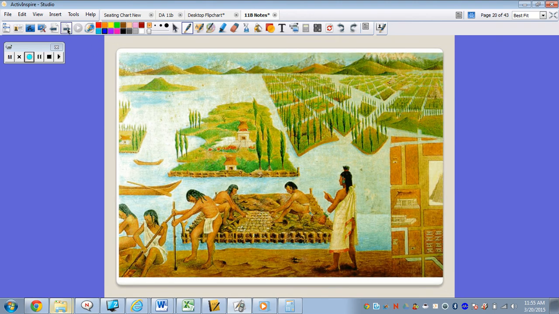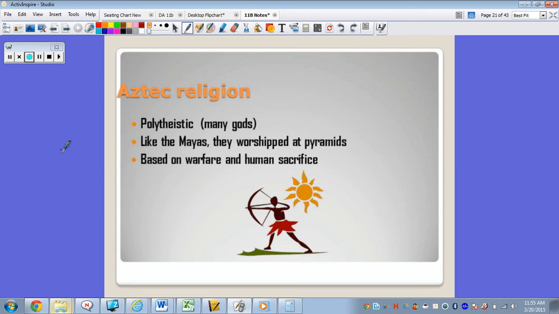Example of their irrigation. And then religion, Aztecs are polytheistic. Again, belief in many gods. Like the Mayans, they worship at pyramids. And like the Mayans, they have human sacrifice. Now, their human sacrifice is based on warfare. They conquer neighboring tribes. They take slaves, and the purpose of those slaves is to sacrifice them.